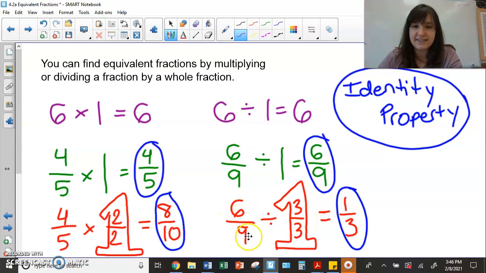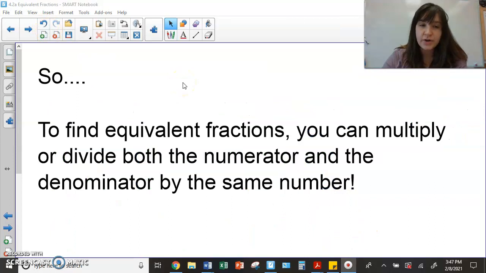So now I'm going to say 6/9 divided by 3/3. 6 divided by 3 is 1, and 9 divided by 3 is 3. So to find equivalent fractions, we need to multiply or divide the numerator and the denominator by the same number, okay? And that's because of the identity property.